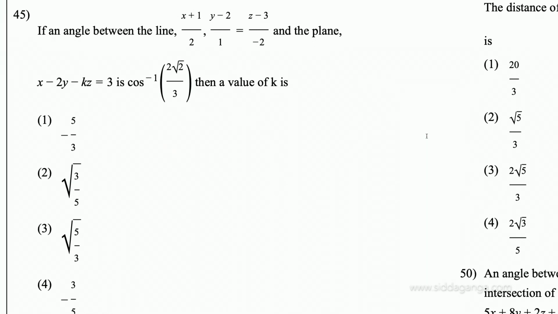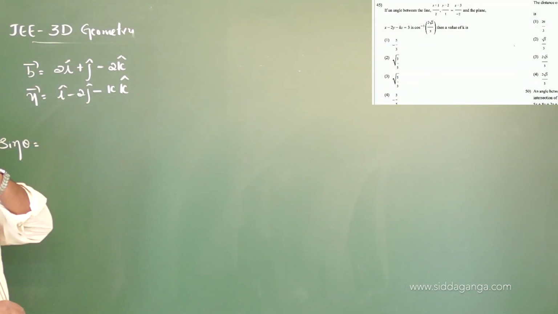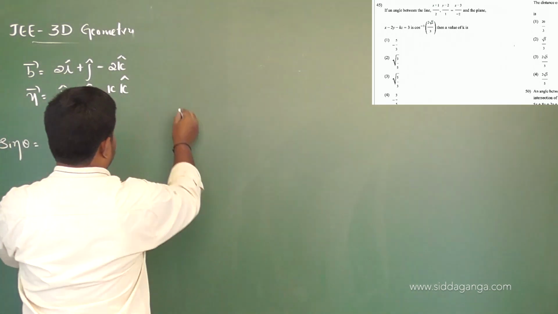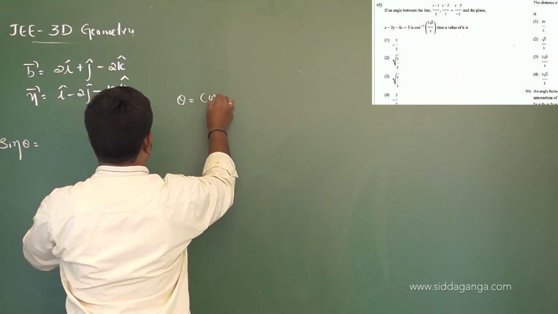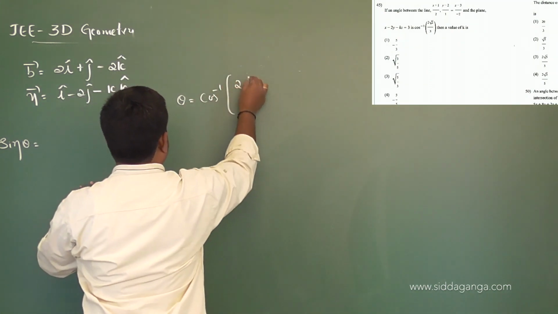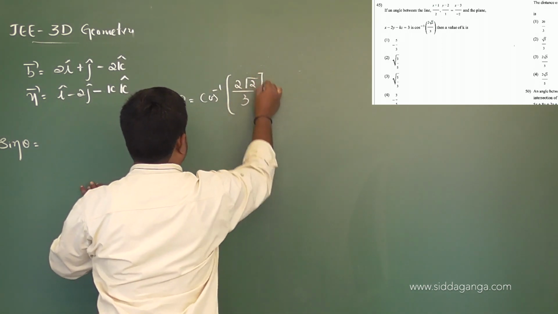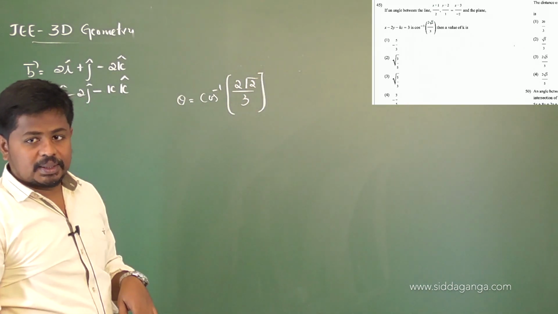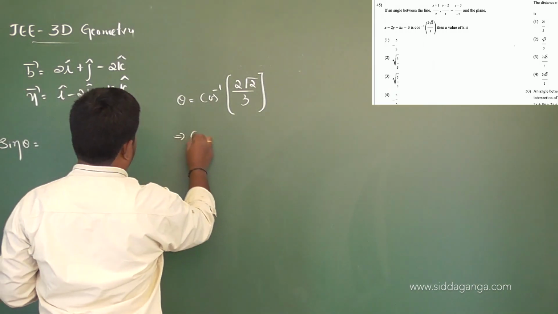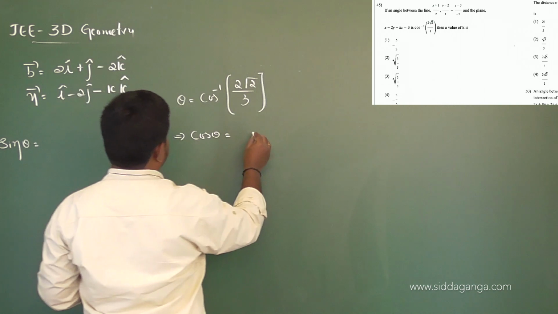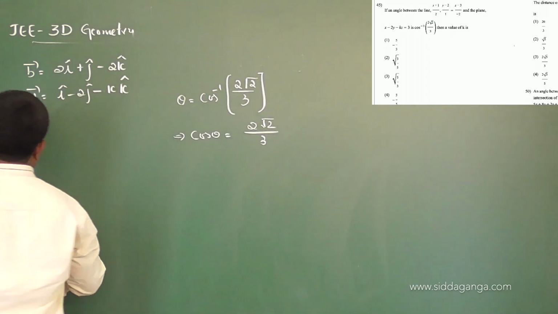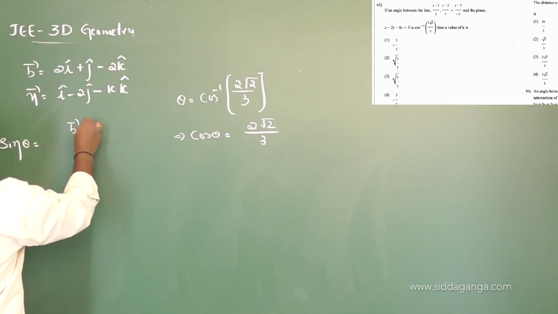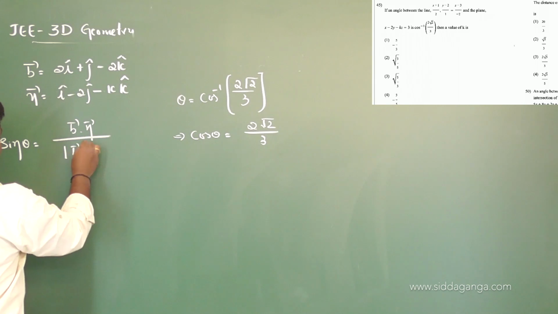From this I can find the angle between these, sin theta is equal to, and before that they have given cos inverse of 2 root 2 by 3, right, yes, 2 root 2 by 3. So from this cos theta is equal to 2 root 2 by 3. Okay, now sin theta is b dot n by magnitude of b into magnitude of n.